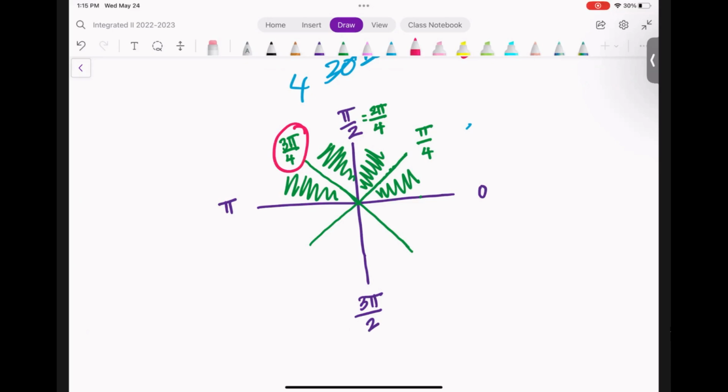8, 16, 24, 32. Is there anything wrong with doing that? No. But I want you to be able to calculate it relatively quickly. So if I tell you we're dealing with a pi over 4 kind of triangle and we're right here, this is literally the story that I say.